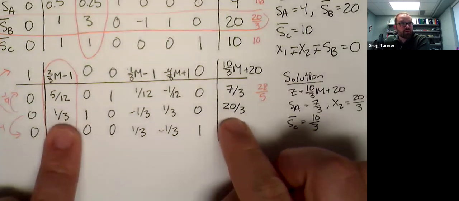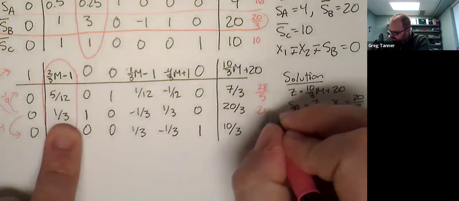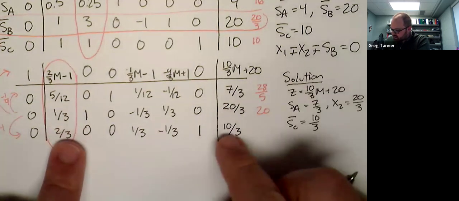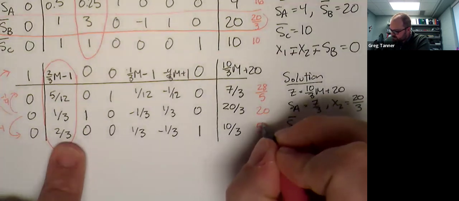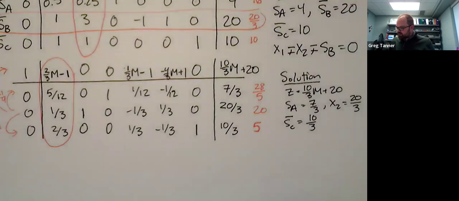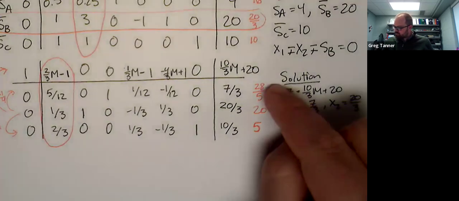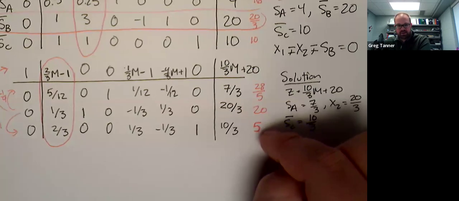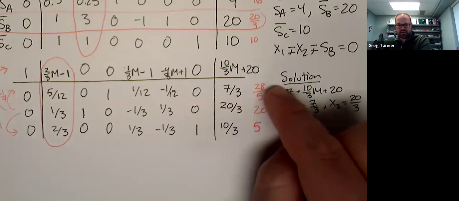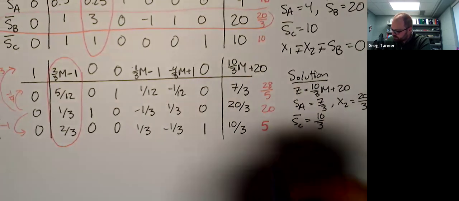20/3 divided by 1/3 is 20. And 10/3 divided by 2/3 is 5. Okay. This one's going to be right around 6, and so the smallest one actually ends up being 5 here. Yeah, this is a little bit less than 6, but bigger than 5. And so 5 is the smallest one here.